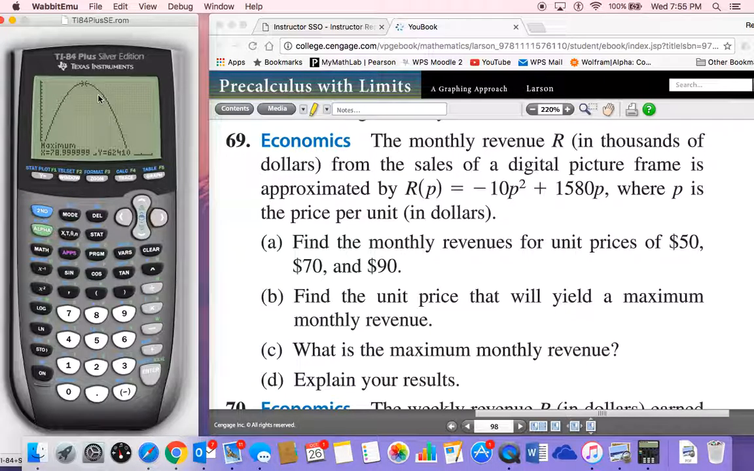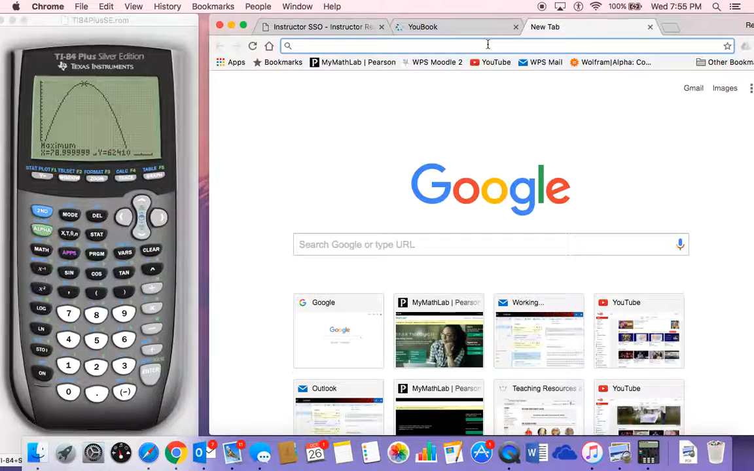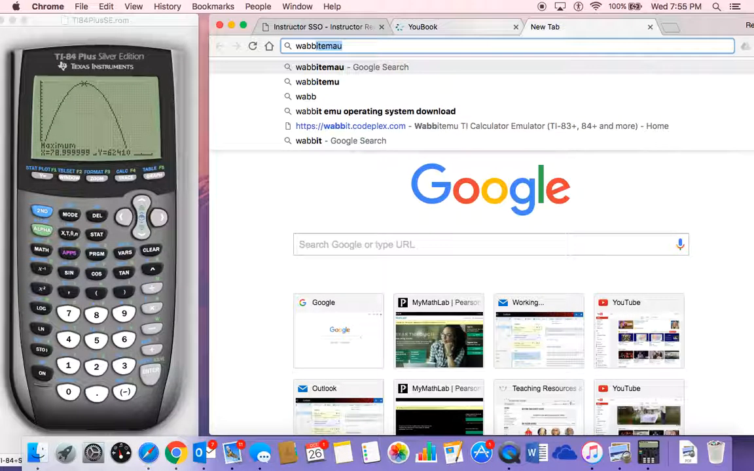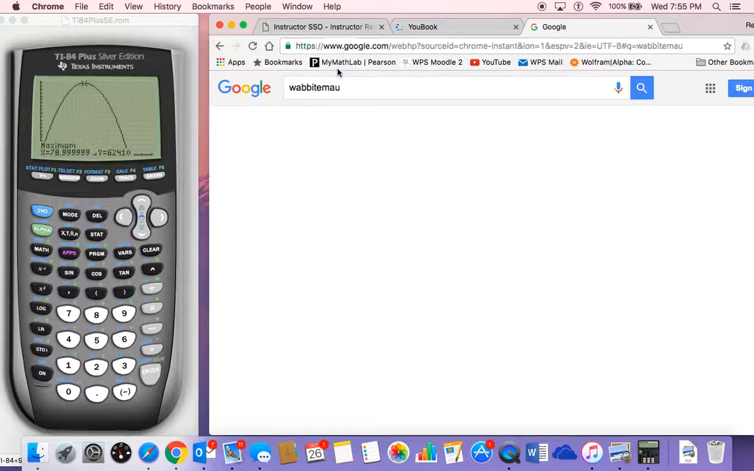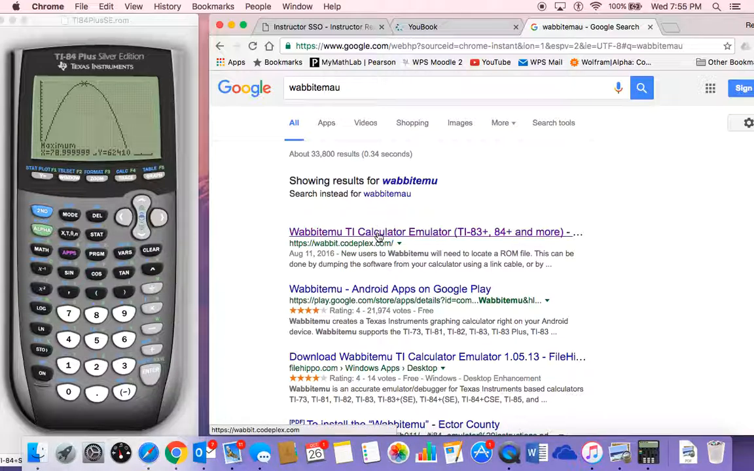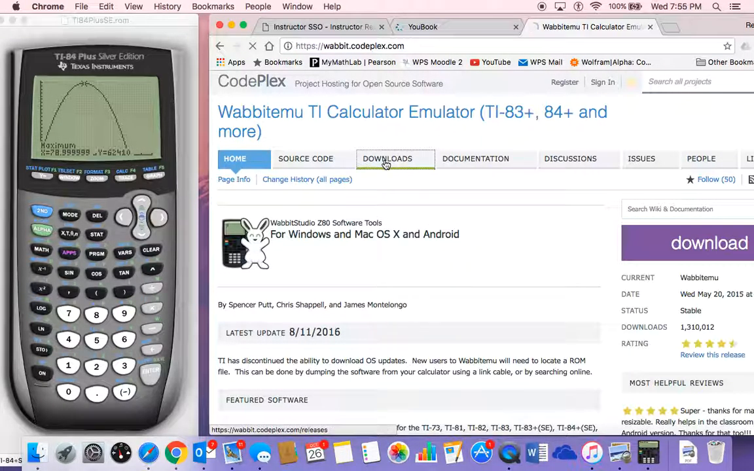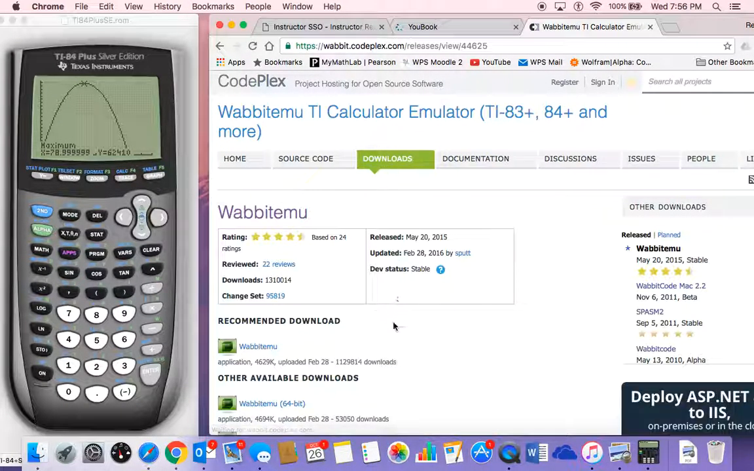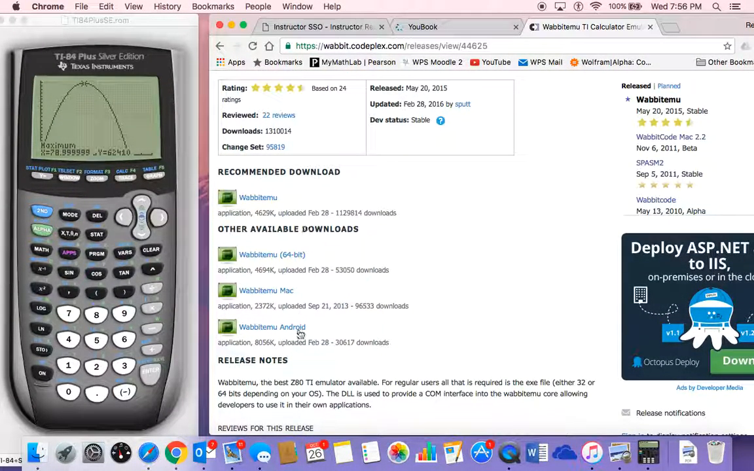So there's one problem with the graphing calculator. And again, let me show you actually where I downloaded this. I have a Mac, so it was a little harder to download, but I still did it. So you want to go here. I don't know if you guys can see this. It's wabbit.codeplex.com. And once there, you want to select downloads. And depending on what kind of operating system you have, you can pick it, and there you go.